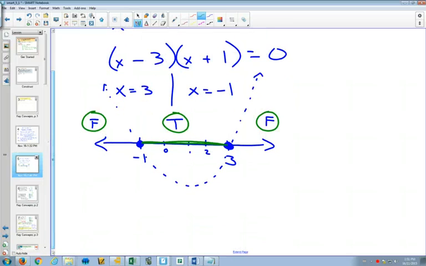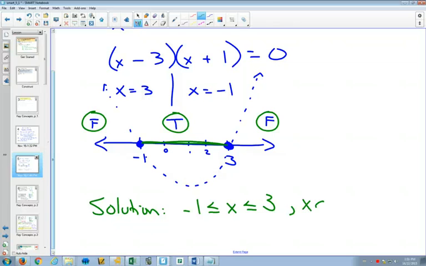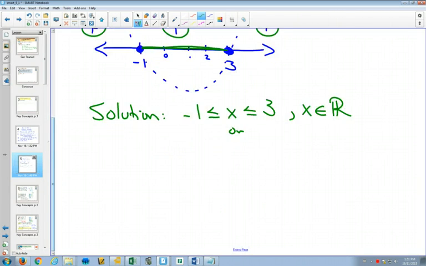So then we write our solution. In set notation, you would say it's between negative 1 and 3, and all real numbers would work. In interval notation, you would write the smallest value is negative 1, the biggest value is 3, and you would use square brackets to show that negative 1 and 3 are included.